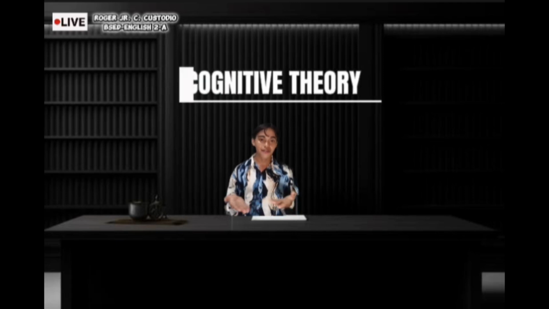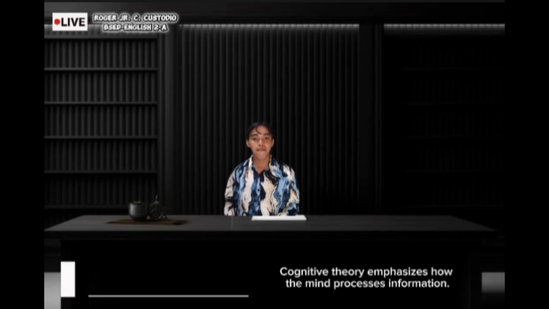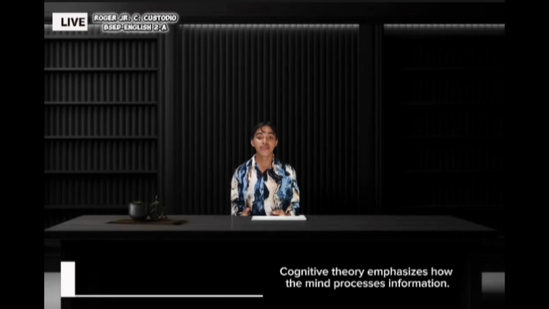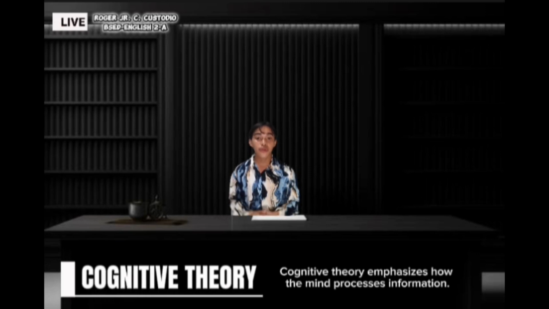Second, the cognitive theory. Cognitive theory emphasizes how the mind processes information. To prevent overload, we can simplify the task. Instead of asking students to critique every part of a classmate's essay, we can assign them one area to focus on, such as vocabulary, coherence, or grammar. This helps students concentrate better and produce deeper, meaningful feedback. Did you understand? Now, let's proceed to the third theory, the nativist theory.